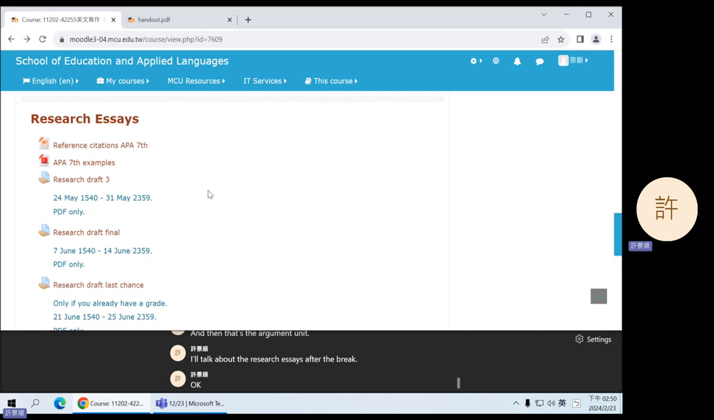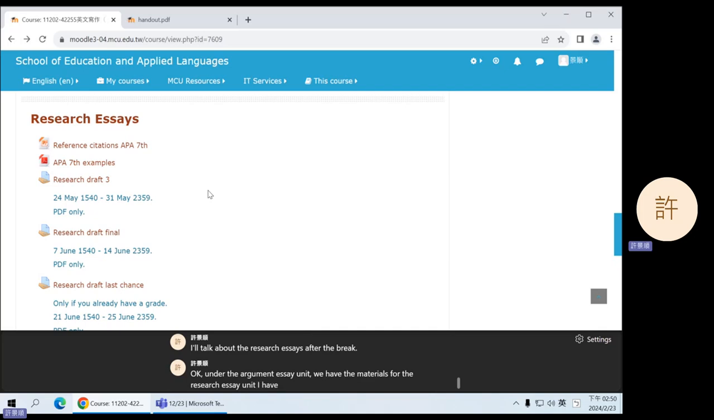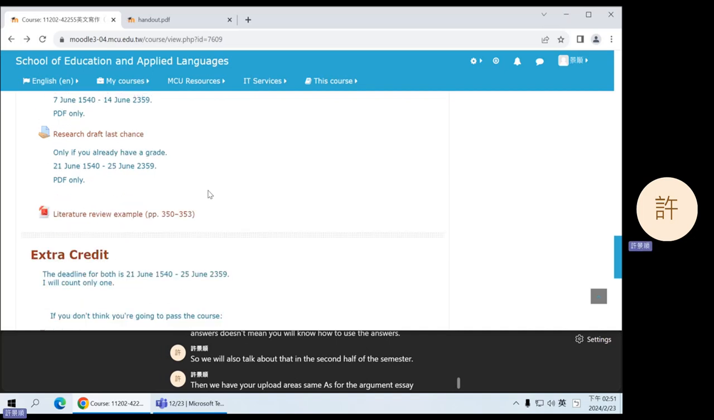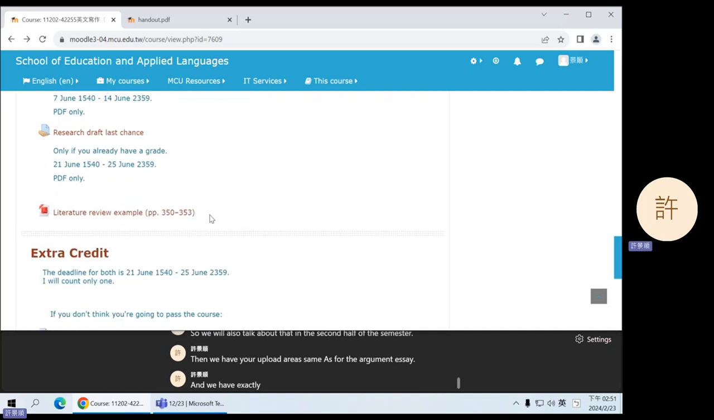Okay. Under the argument essay unit, we have the materials for the research essay unit. I have a really, really long PowerPoint presentation for you guys. And then the PDF is a cheat sheet. It has all the answers, not all, most of the answers you will need. But just because you have the answers doesn't mean you will know how to use the answers. So we will also talk about that in the second half of the semester. Then we have your upload areas, same as for the argument essay. And we have exactly one example of how to write a research essay.